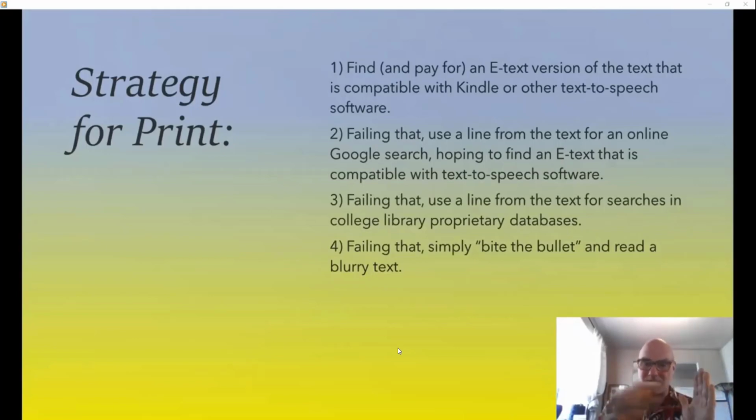So you go through the text, find a line, plug it into Google and search, and maybe 25 to 30% of the time you'll find most of it, some of it, maybe all of it. If that doesn't work, for really, really technical stuff like what I was reading, you have to use a line from the text for searches in college library proprietary databases like ProQuest or specific communications databases. Your students probably don't have access to that, probably don't know how to do that. And again, it's very, very rare that it works. So most of the time what I ended up doing and what your students will have to do is to simply bite the bullet and read a blurry text, which is quite difficult to do.